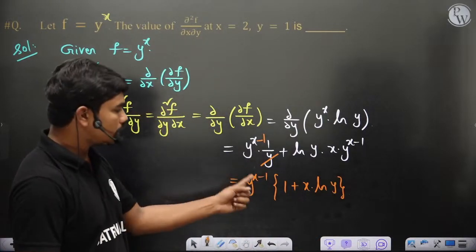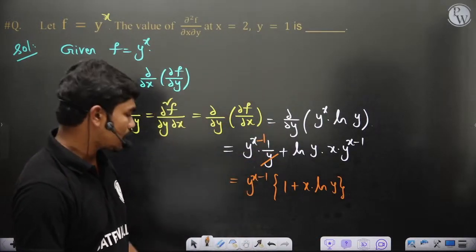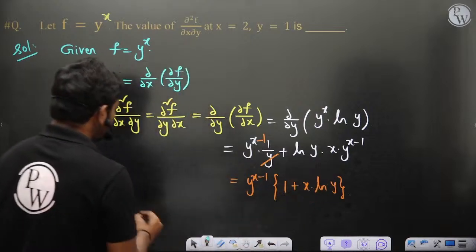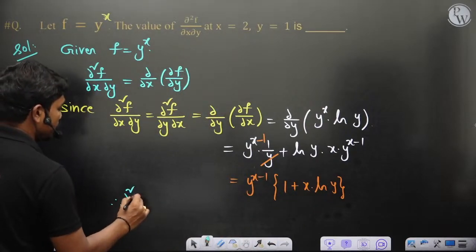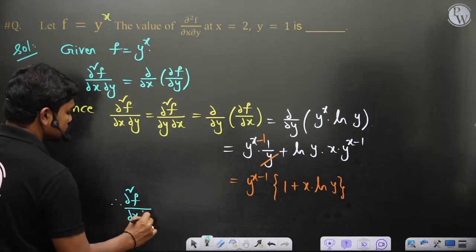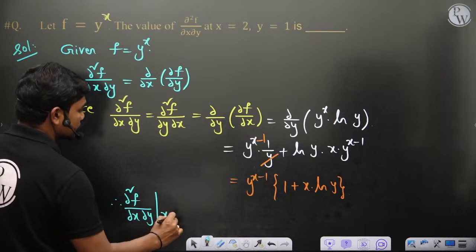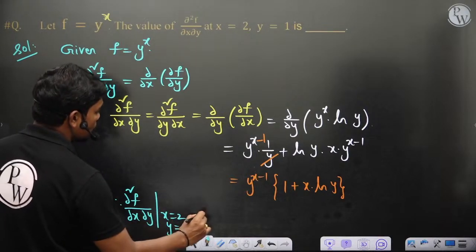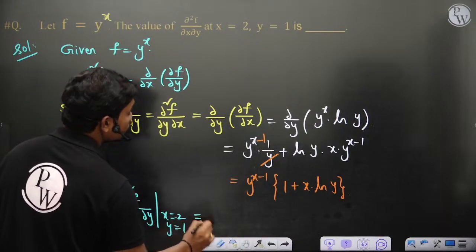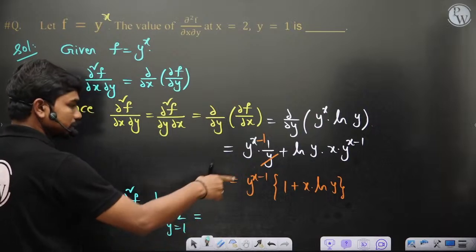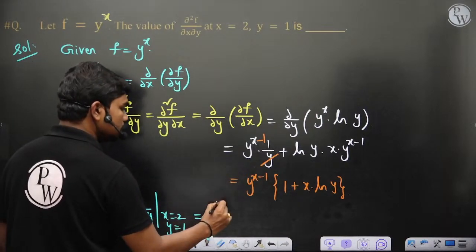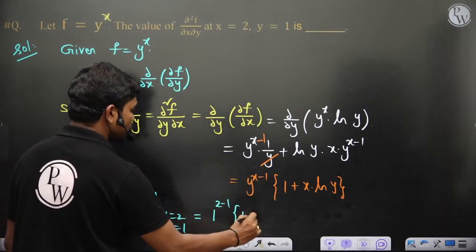Now you want this value at the point x equal to 2, y equal to 1. Therefore ∂²f/∂x∂y at x equal to 2, y equal to 1 is equal to, if you replace x equal to 2 and y equal to 1, 1 power 2 minus 1 times 1 plus x.